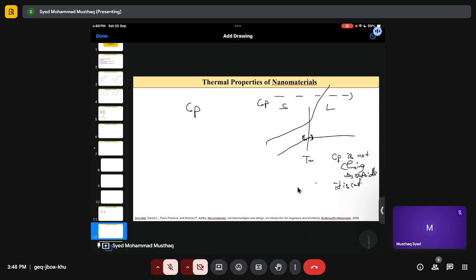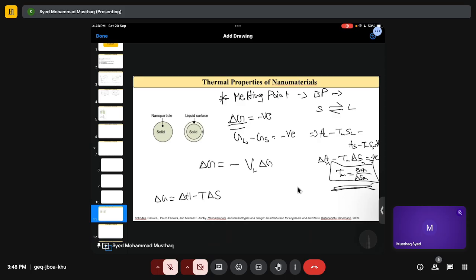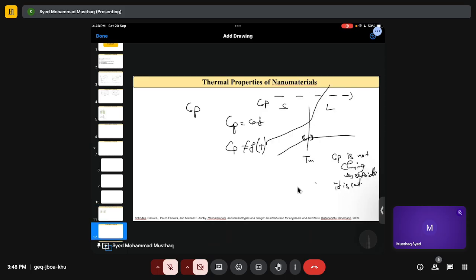So if it is not changing rapidly, then that means it is not a highly dependent function of temperature, or you can just assume Cp is constant, or Cp is not a function of temperature, just near the melting point. Then you can assume this one. Then you can just substitute this here. Delta G equals delta H minus T delta S. So if my Cp is not changing, then delta H will be the same.